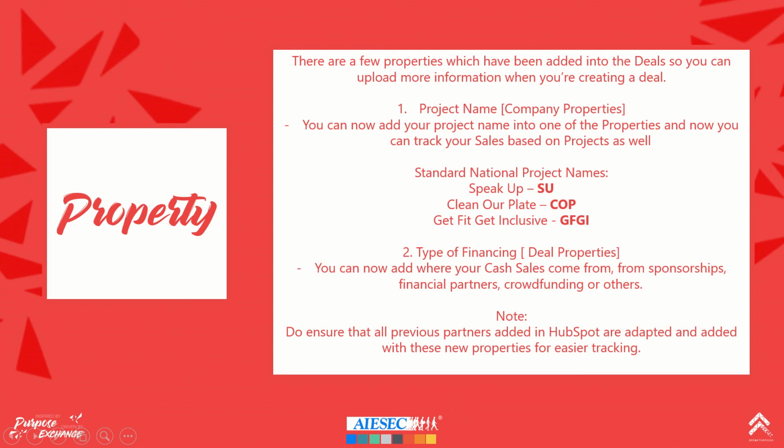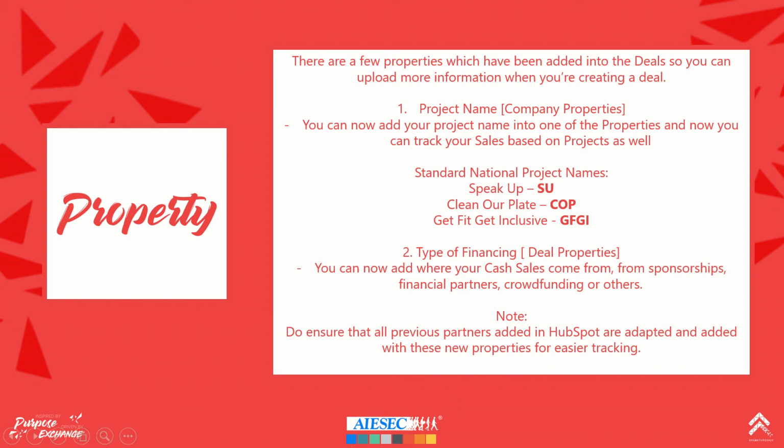For example, you can see I have standardized some names here, especially for national projects: SU, COP, and GFGI. The ESTs of PD will track your sales based on the project itself. So make sure that you add all your partners with these project names. Whatever LC you are in, just put SU, COP, or GFGI if you are running this project, and that company or contact is relevant to that particular project.